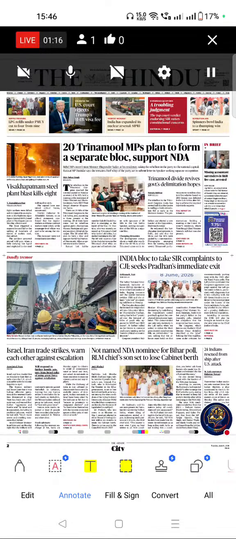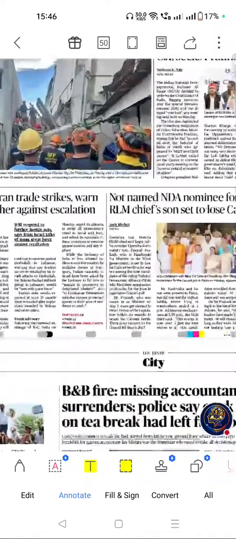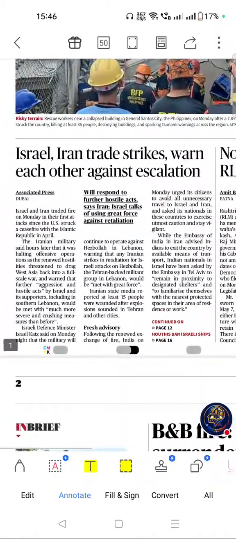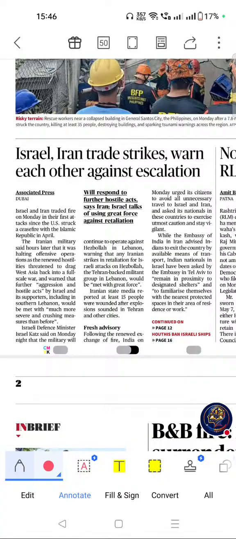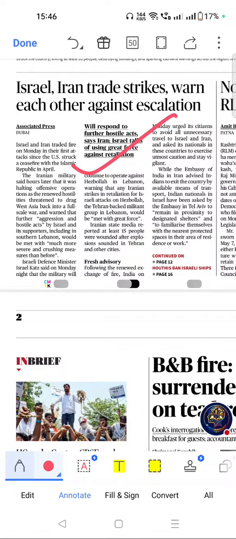Page wise, we'll be discussing the Hindu newspaper. Today's date is 9th June 2026. If you see, the first important article from this page was this one: Israel, Iran trade strikes, warn each other against escalation.